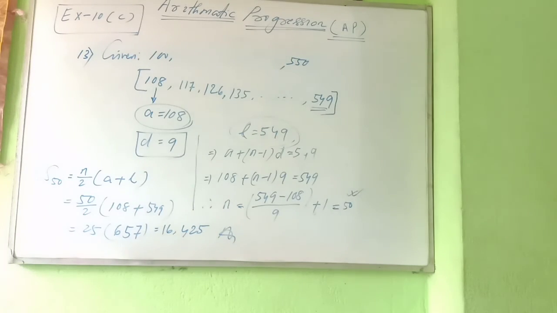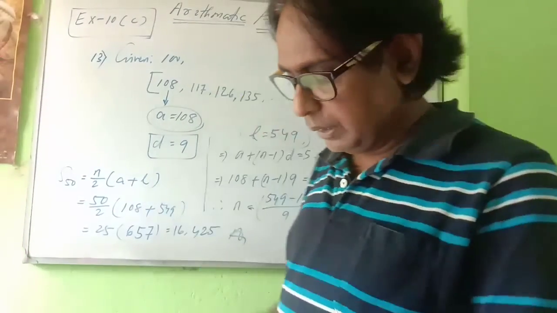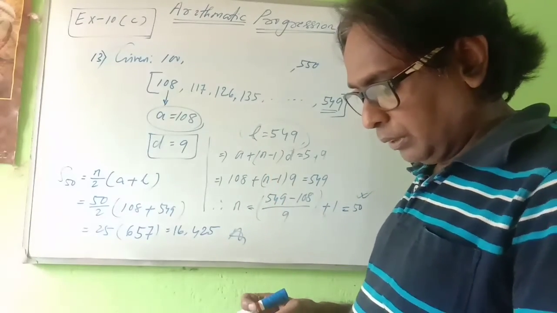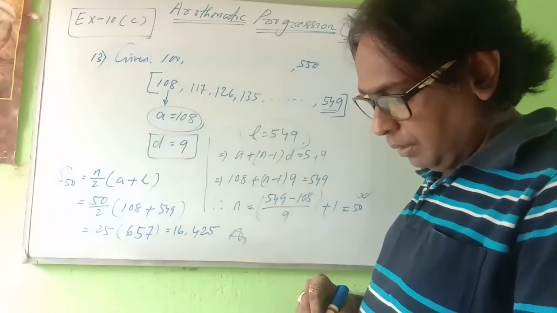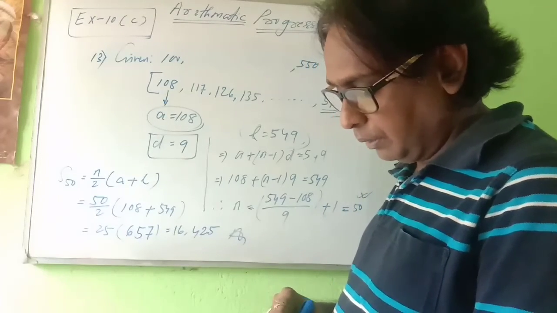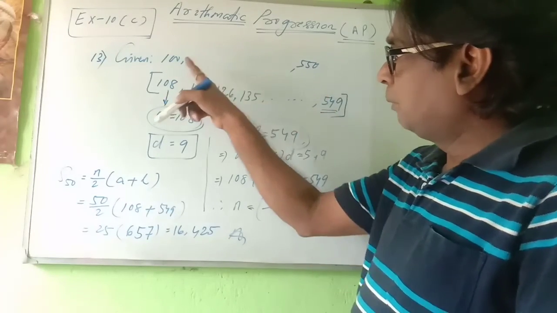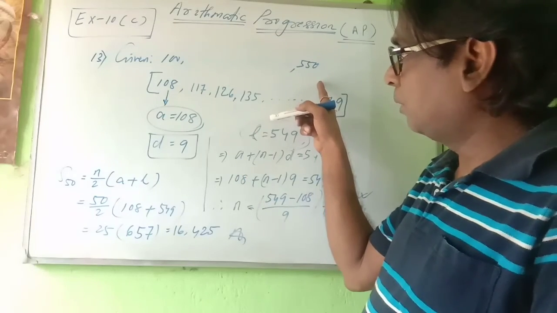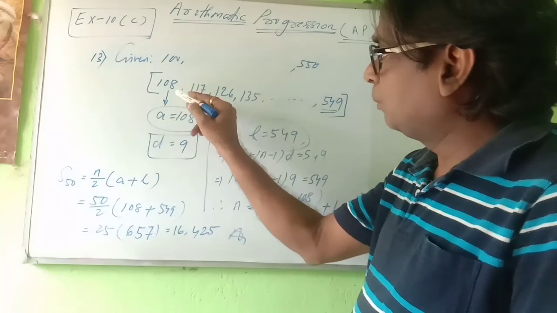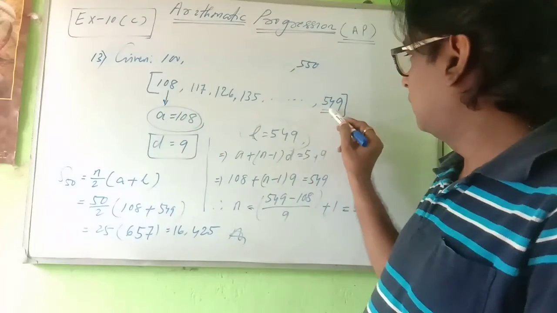The remaining part you have to complete, number 1 to 15. I have completed number 13. Again I am repeating: question number 13 from exercise 10C. Find the sum of all integers between 100 and 550. Very carefully follow here. Between 100 and 550, you have to select the numbers which are divisible by 9. That means after 100 the next number will be 108 and the last number will be 549, so here a and here the last term.